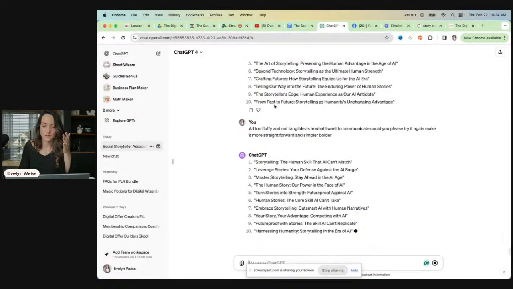Your story, your advantage competing with AI. It's not just about AI. It's about the overall timelessness and impact of this skill.